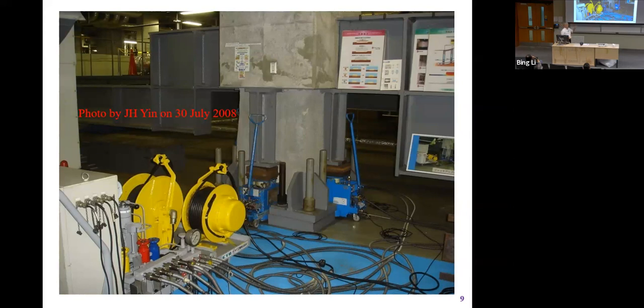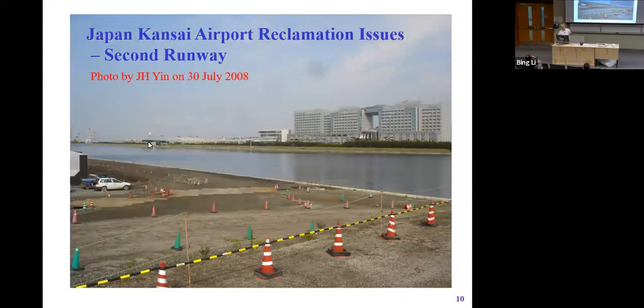And this is not a good solution to the problem, because the good solution is to make the post sediment very small rather than so big. This compensation, this kind of measure, is not good enough, but they have no other choice. So this is the problem they face now in Japan. This is the first runway.